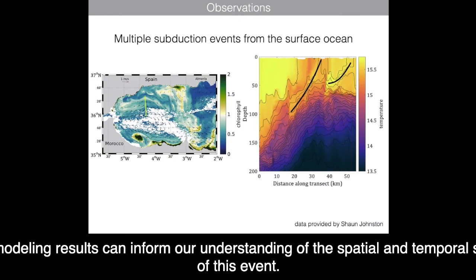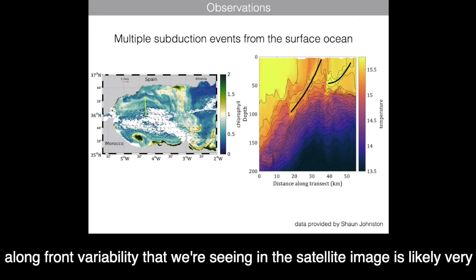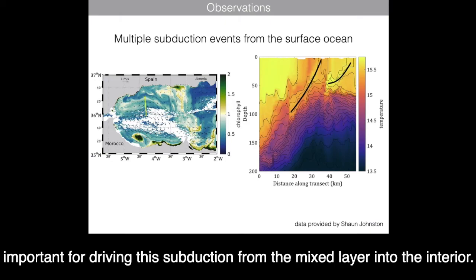And the modeling results can inform our understanding of the spatial and temporal scales of this event. So we can say that some of this along-front variability that we're seeing in the satellite image is likely very important for driving the subduction from the mixed layer into the interior.